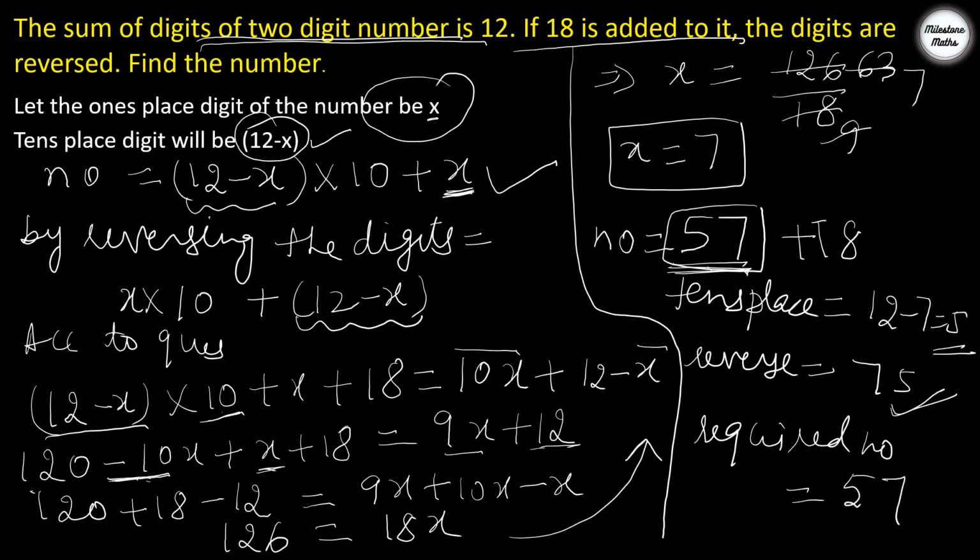So the question was the sum of two digits. This is a two-digit number. The sum is 12. If you add 18 to it, what will you get? The digits are reversed. If you reverse these digits, you will get 75. Right? So you can verify each and every question.